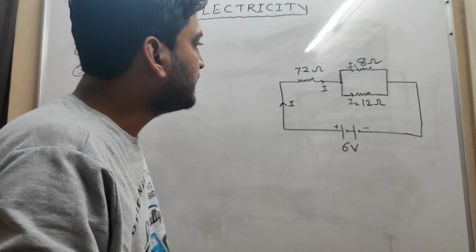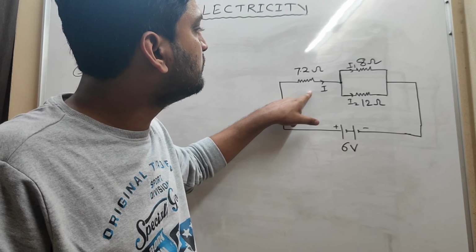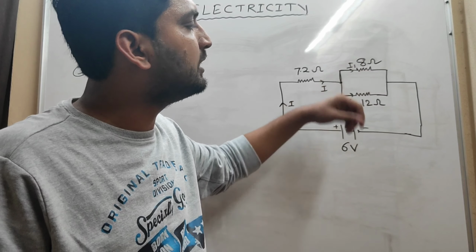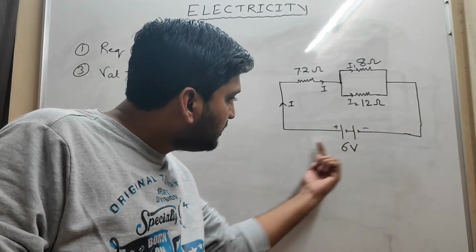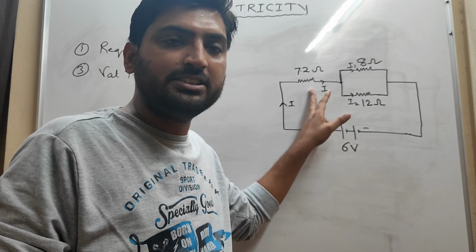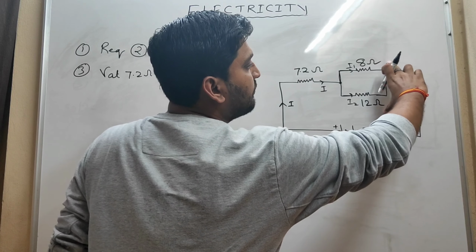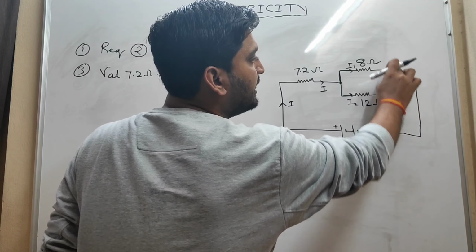So what happens here, the same current is passing through the 7.2 ohm resistance, but as it reaches here, it divides into I1 and I2. It means these two are in parallel, but this whole circuit is in series because this battery and this resistance are connected in series. So see how to solve this. First we will find the equivalent resistance of 8 and 12 ohm because these two are in parallel.